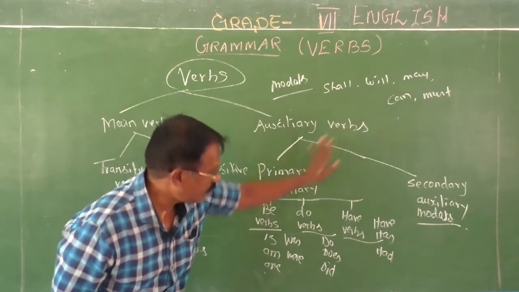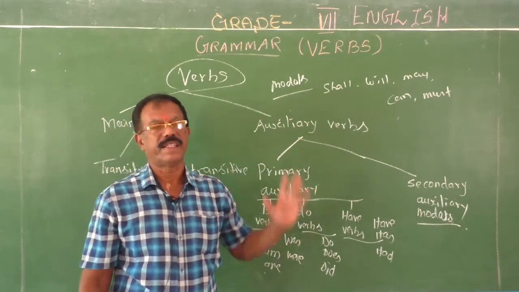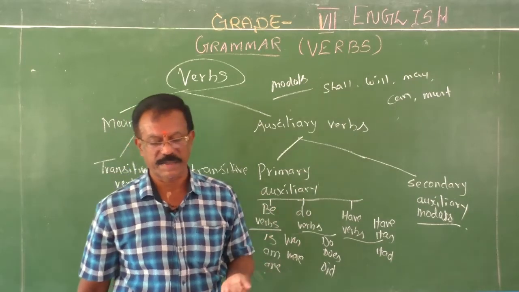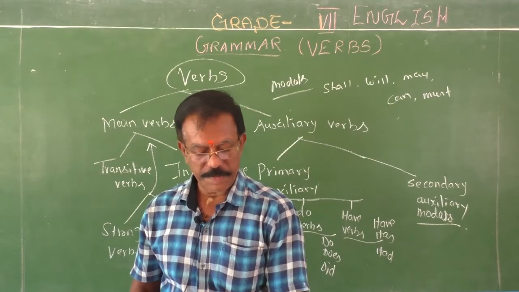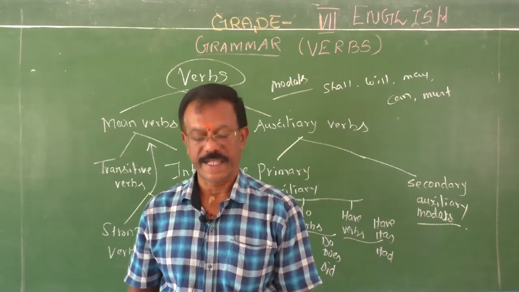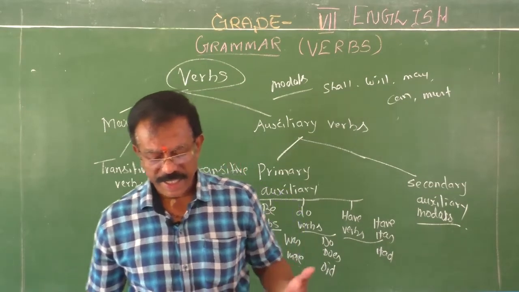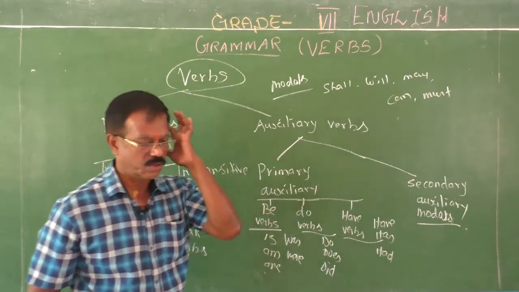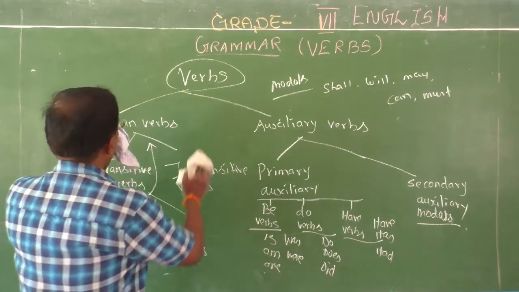So, all these verbs together are called anomalous finite verbs. But the term is nowadays not at all recommended by grammarians. So better you learn that they are all called auxiliaries. Okay. Then another classification also we have, that also I will explain. Classifications of verbs.